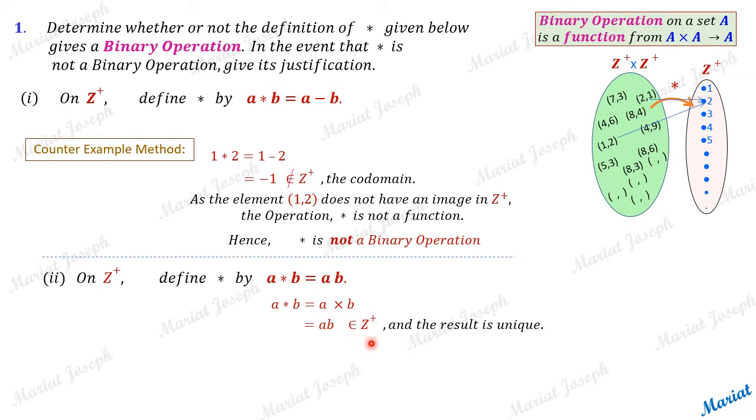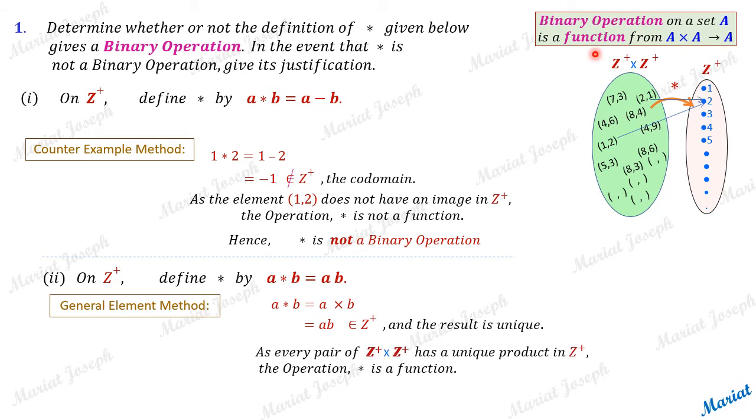Any two positive numbers multiply, you will get a positive integer. And the result will be unique because the product cannot be different products. a into b, whichever a and b you are taking, you will get a unique product. Hence, every pair will have a unique image, which makes it a function. If it is a function, it is a binary operation. So, if the rule given to us follows the conditions of a function, we can say it's a binary operation. Basically, the domain should be the cross product of the set given and the codomain should be the set itself. Every pair is turned into a single number. That is what each operation does.